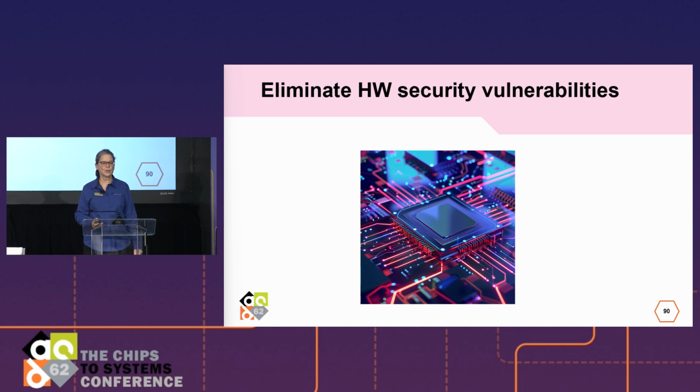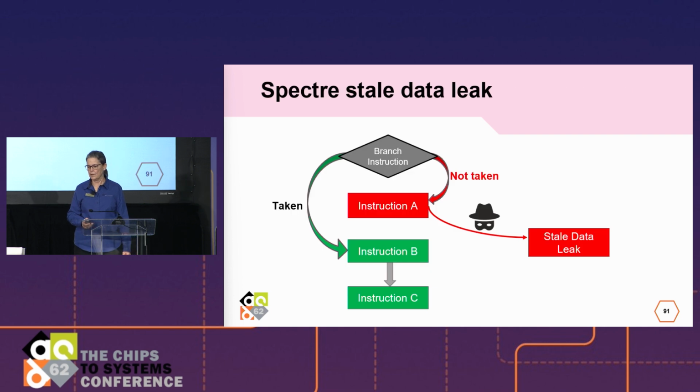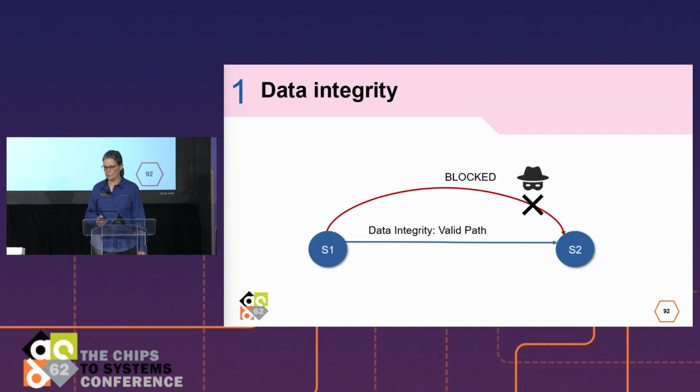Hardware security sign-off eliminates security vulnerabilities. A famous security vulnerability example was the Intel Spectre leak. When the prefetch data for the path not taken was not cleared, it could be accessed by malicious agents. I'm going to look at 3 types of security hardware checks.